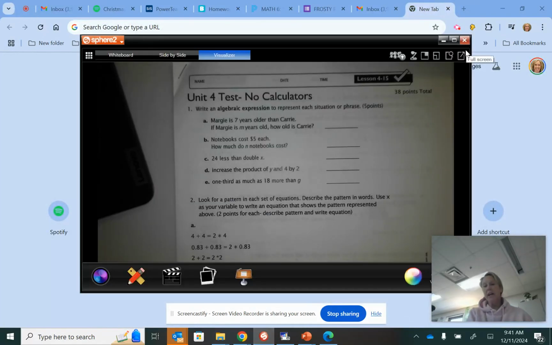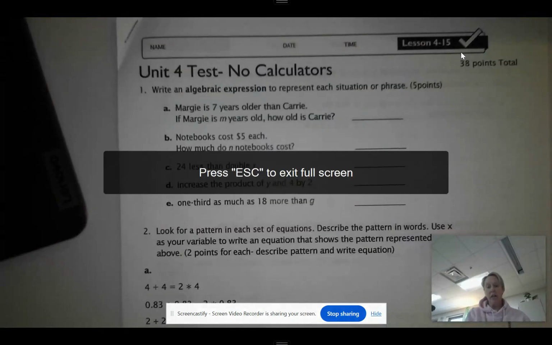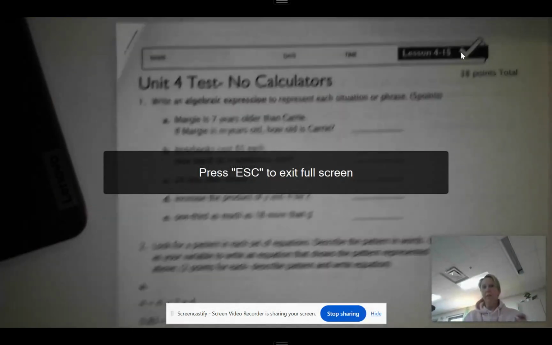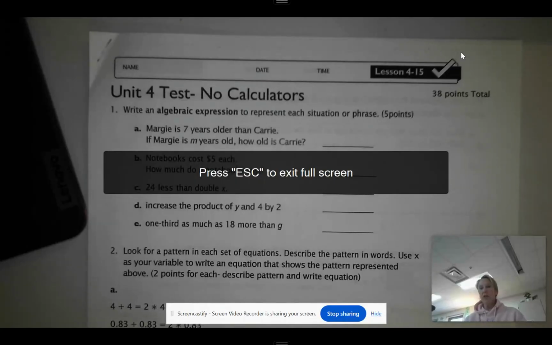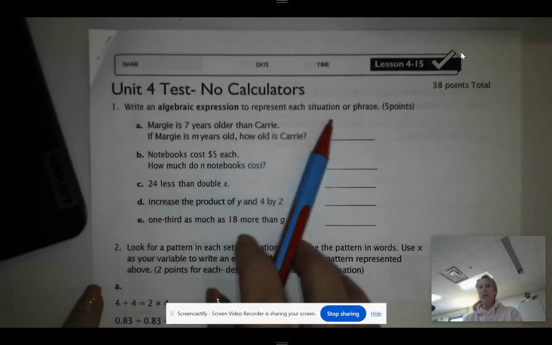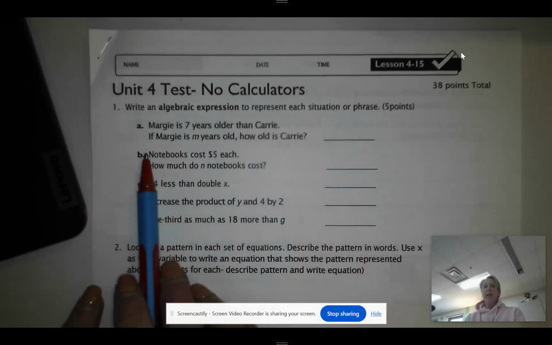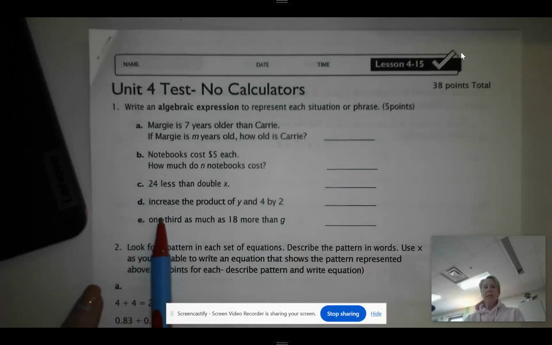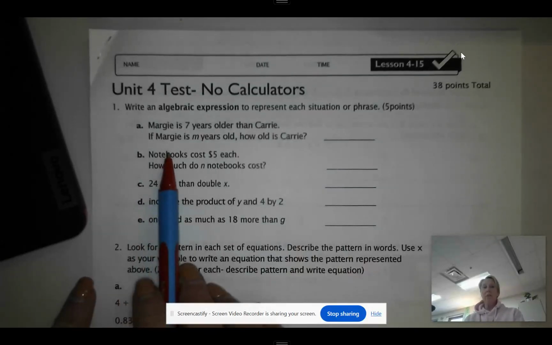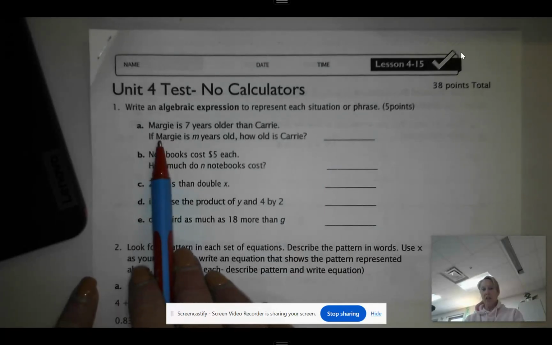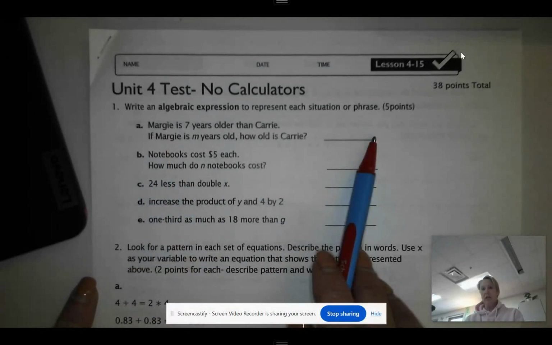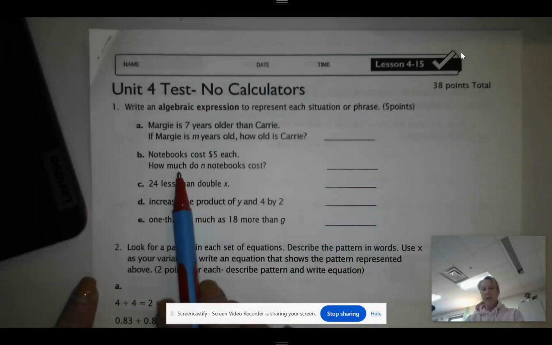Unit 4 test, no calculators unless you have calculator use. Write an algebraic expression to represent each situation or phrase. It's worth 5 points. I'll read each part A, B, C, D, and E, and then I'll ask you to pause after each section, and then you can answer it, and then unpause and go to the next.